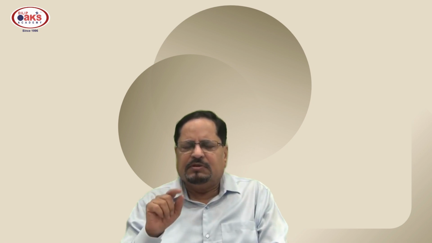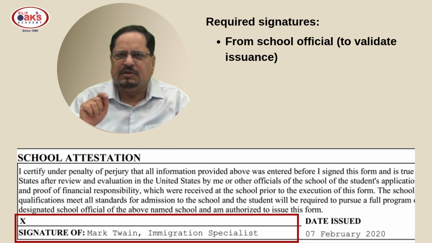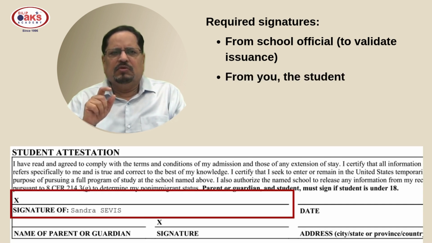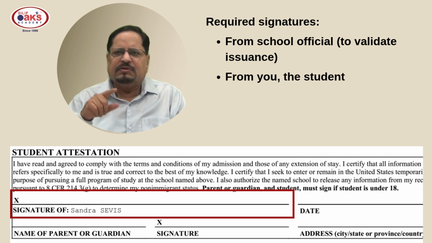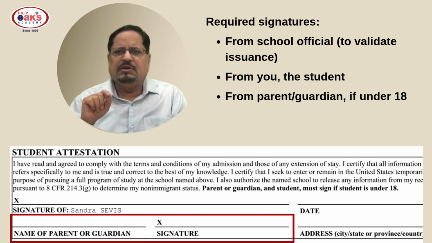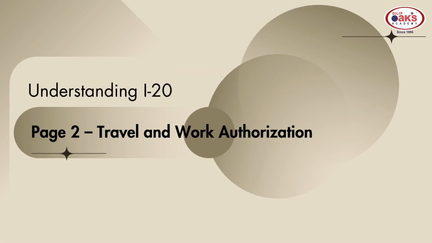Then the last part is signature. Once you receive an I-20 form, make sure that the following signatures are in place. The school official has signed the form. This confirms that your university has officially issued this I-20. You, the student, have signed the form. You must sign the I-20 before attending your visa interview, and if you are under 18 years of age, your parents or legal guardian will need to sign instead.